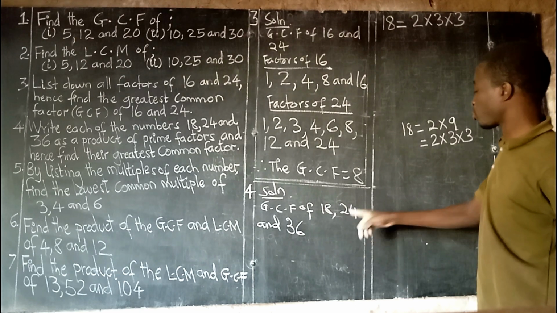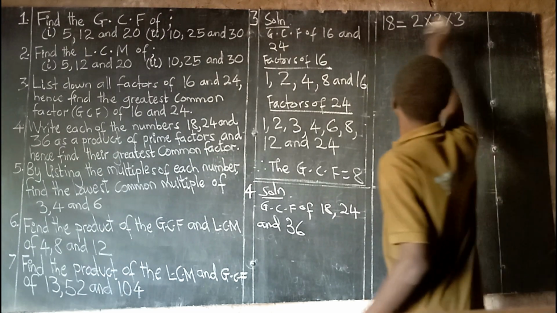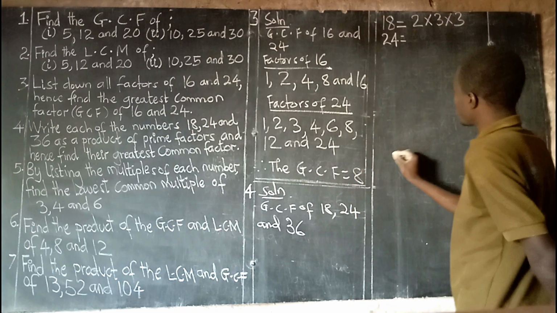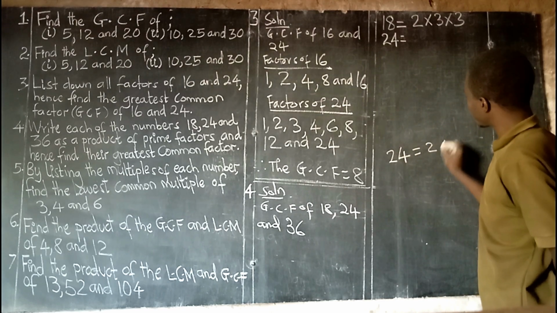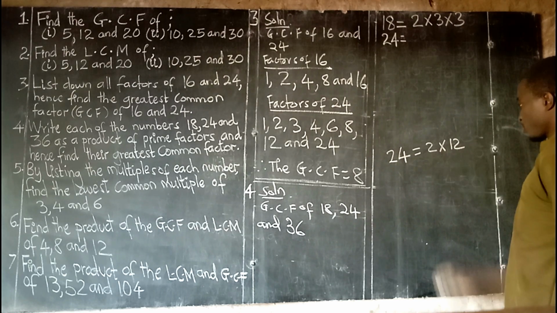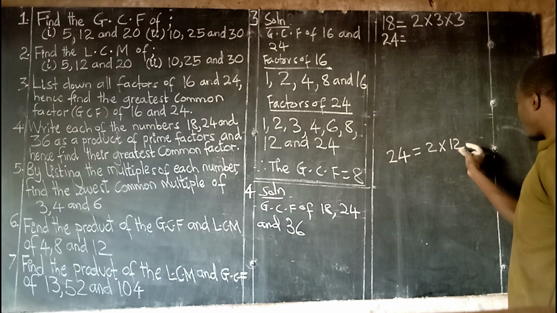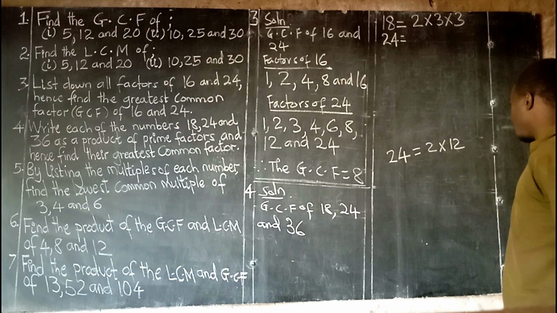Now let us shift to 24. How do we write 24 as a product of prime factors? 24 is equal to 2 times 12. When you take 12 times 2, you get 24. But 12 is not a prime number. So just divide it so as to get the small numbers which are prime, as we are asked in the question.